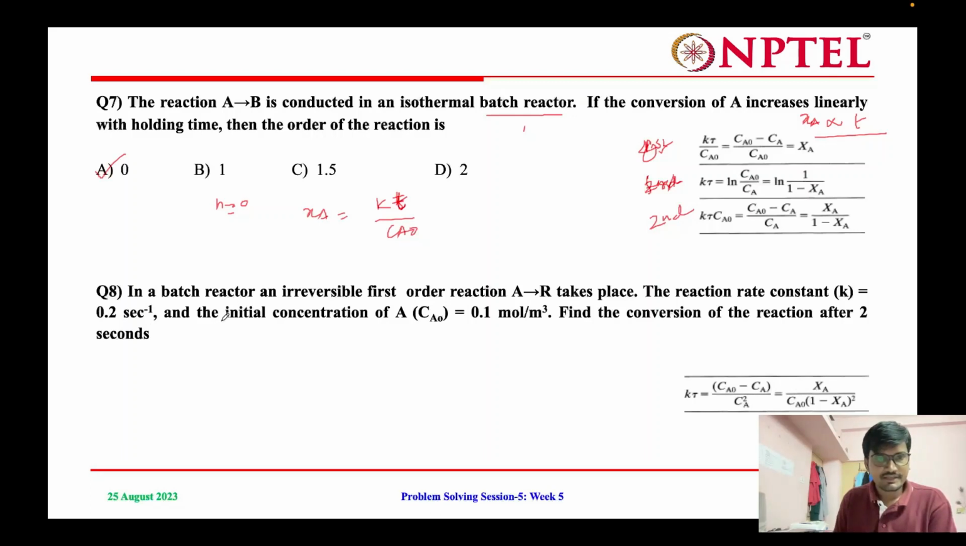Question number 8. In a batch reactor, an irreversible first order reaction A gives B takes place. The reaction rate constant K is equal to 0.2 second inverse and initial concentration A naught equal to 0.1 mole per meter cube. Find the conversion of the reaction after 2 seconds. This is a first order reaction in a batch reactor, K given, concentration given and time given. Right.